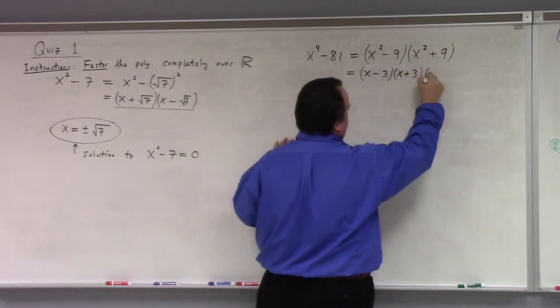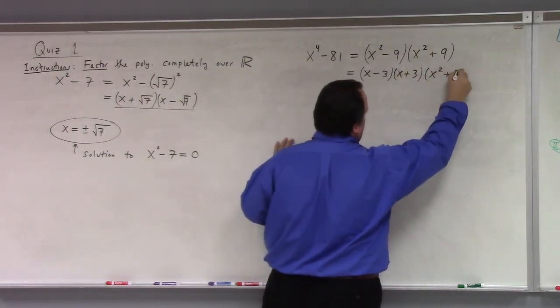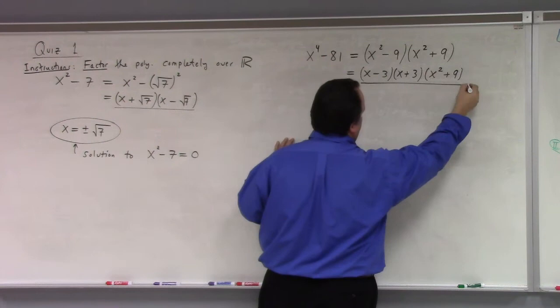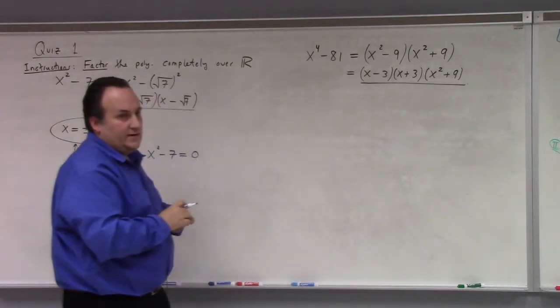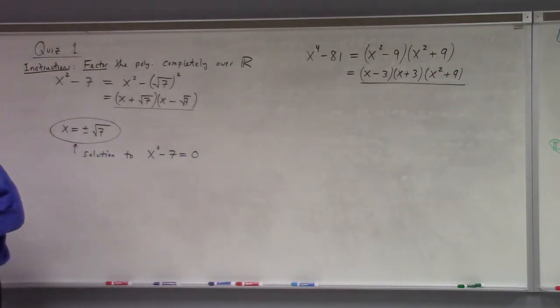Now x squared plus 9, that is as far as it goes. Right there, that was the answer for that one. Now, I'm going to give you like half credit for that sort of thing, but I do want you to understand factor completely means factor completely.